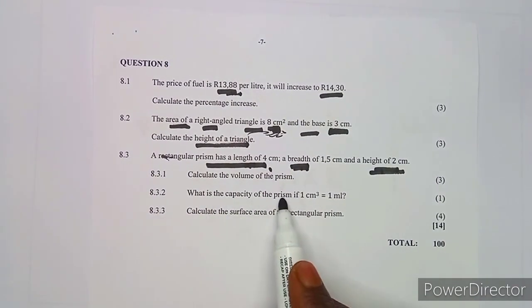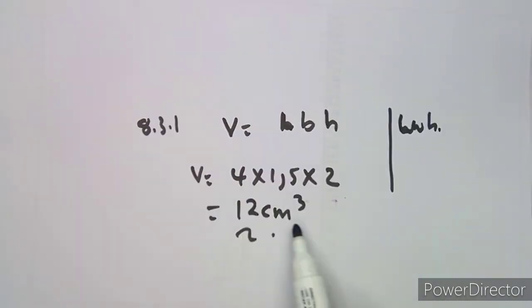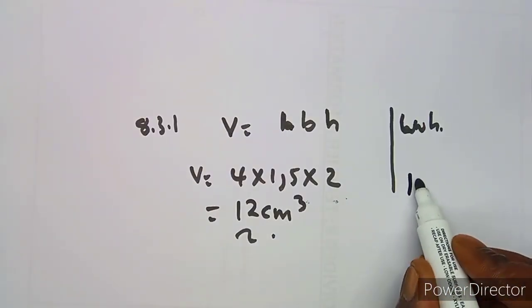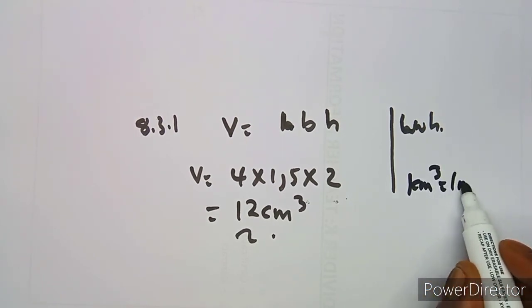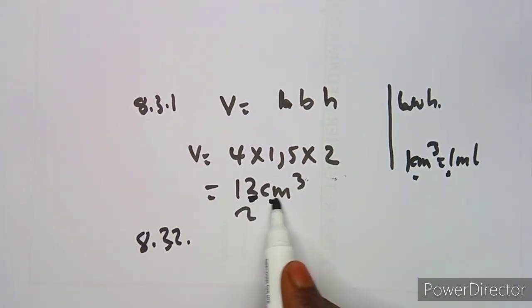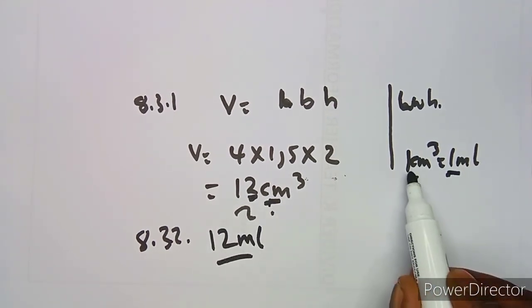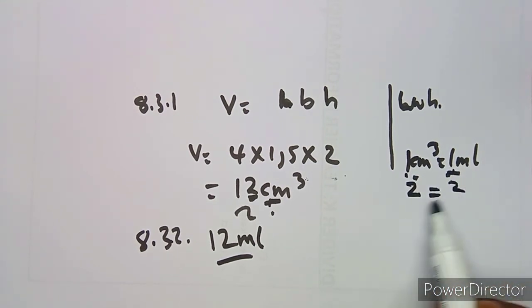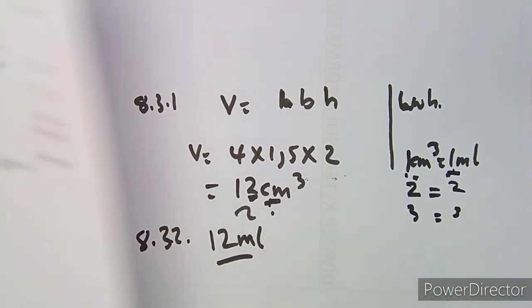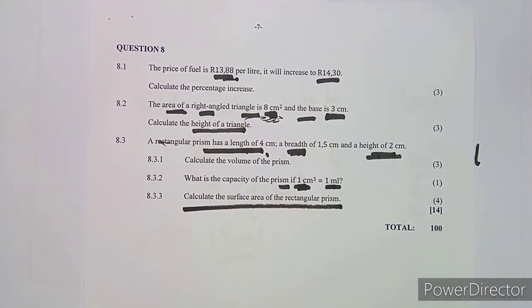Then the question further asks what is the capacity of the prism if 1 cubic centimeter is equal to 1 mil. And this is direct, guys. For each and every cubic centimeter we have 1 mil, so this is 1:1, and here we have 12 cubic centimeters, so it will be 12 mils, guys. 1 gives 1, 2 is equal to 2, 3 is equal to 3, so 12 is also going to be 12. Then calculate the surface area of the prism.